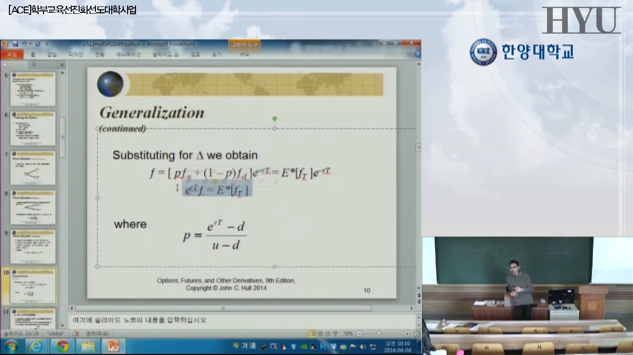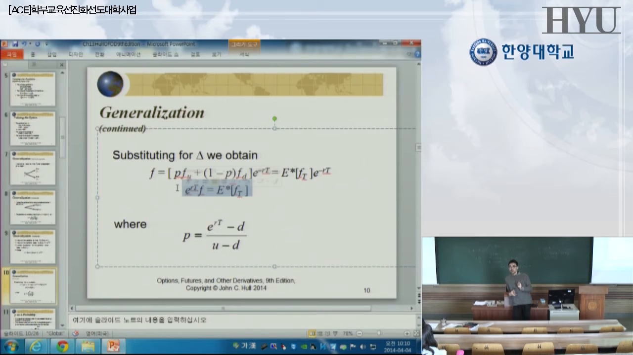Expected return for every asset should be the same. Right? If we don't care about risk, okay. So if we live in a world in which no one cares about the risk, then expected return should be the same in equilibrium. Okay. Then the question is, if every asset generates the same expected return, then what would be the value of that same expected return? That would be the question. At least we know one expected return for sure, right?